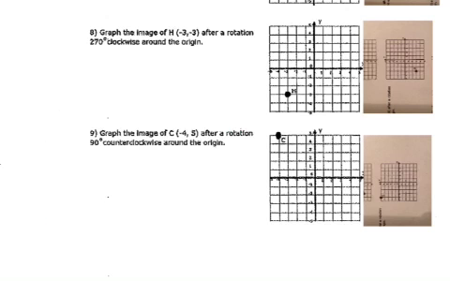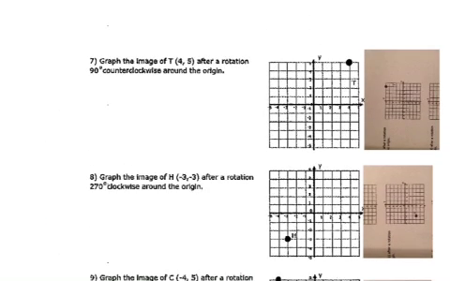Okay. So let's take a look at the next page. So we're going to start off with some dots. So in number 7, we're going to graph the image of point T, which is located right here. We're going to make a 90-degree counterclockwise turn. So 90 degrees counterclockwise. So obviously on a clock, this is the way a clock turns normally.